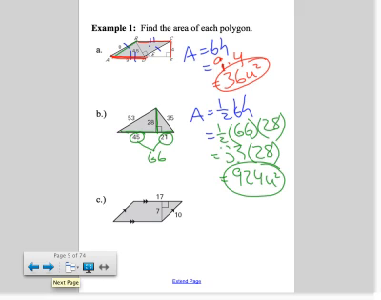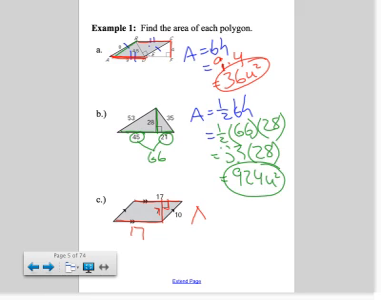And finally, we'll look at this example down here. Again, it's a parallelogram, right, opposite sides parallel, so it's got to be a parallelogram. We know this base is 17. We know this base then has to be 17, and we know the distance between those two bases, since it's perpendicular, has to be 7.